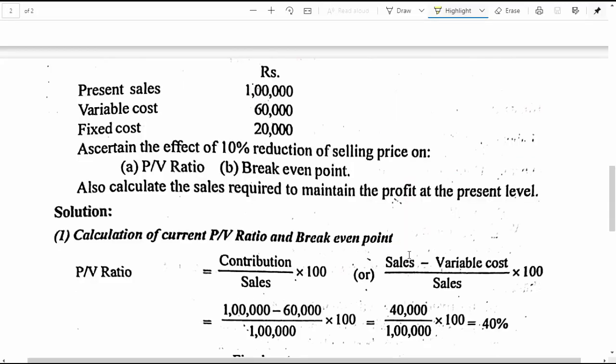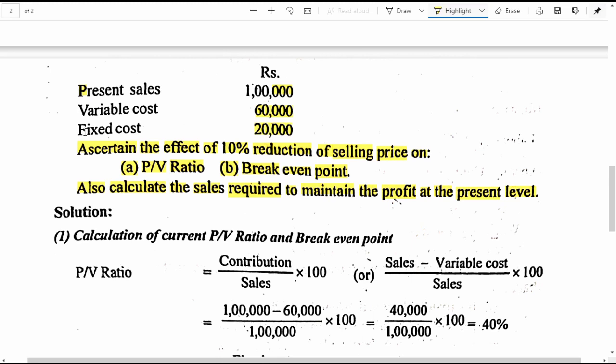Let me take you through the problem. Present sales rupees 1 lakh. Variable cost is amounted 60,000 rupees. Fixed cost 20,000 rupees. These three data are presented in the problem. Ascertain the effect of 10% reduction of selling price on A. PVR, B. Break-even point. Also calculate the sales required to maintain the profit at the present level.